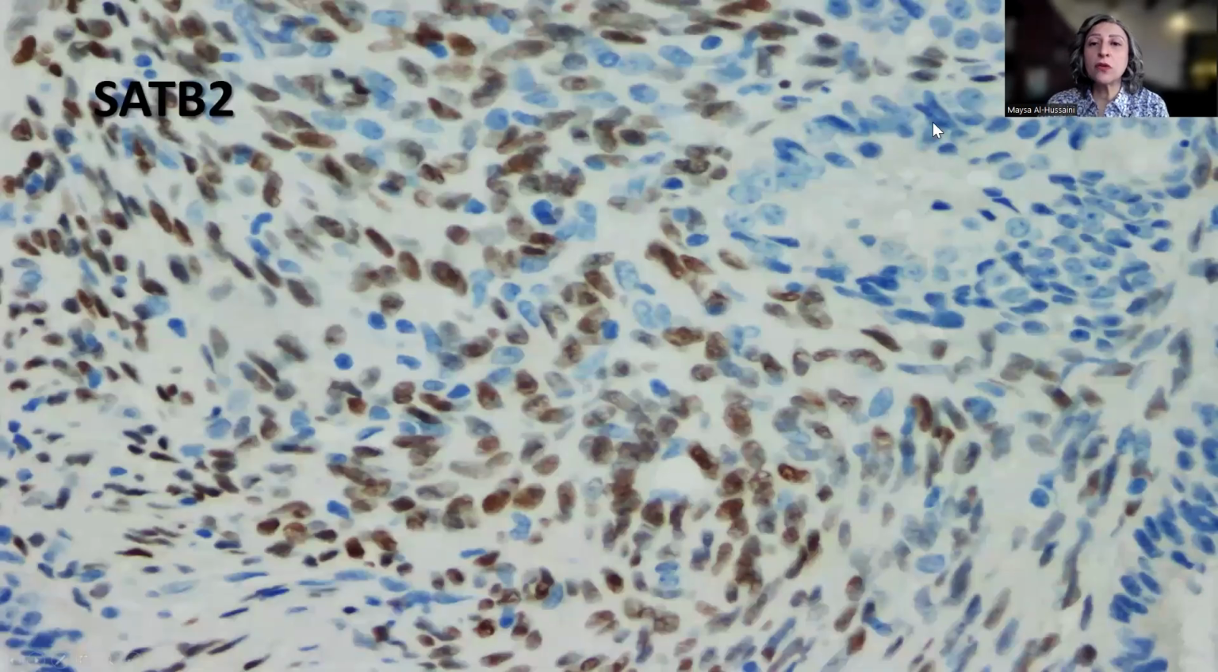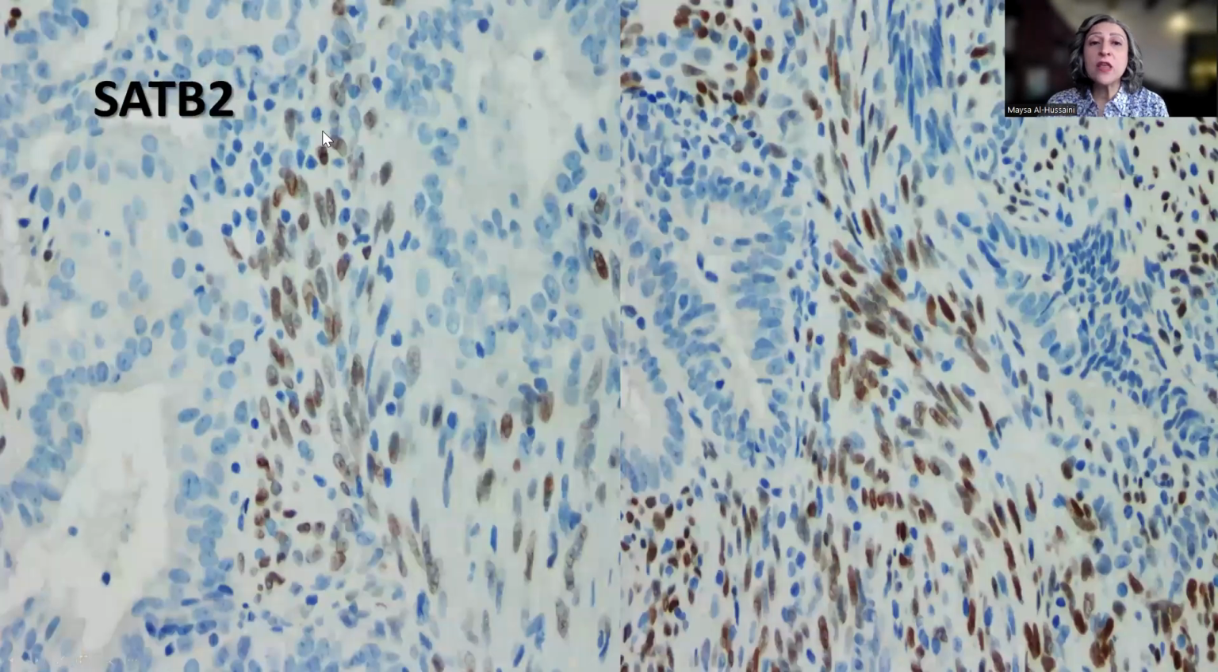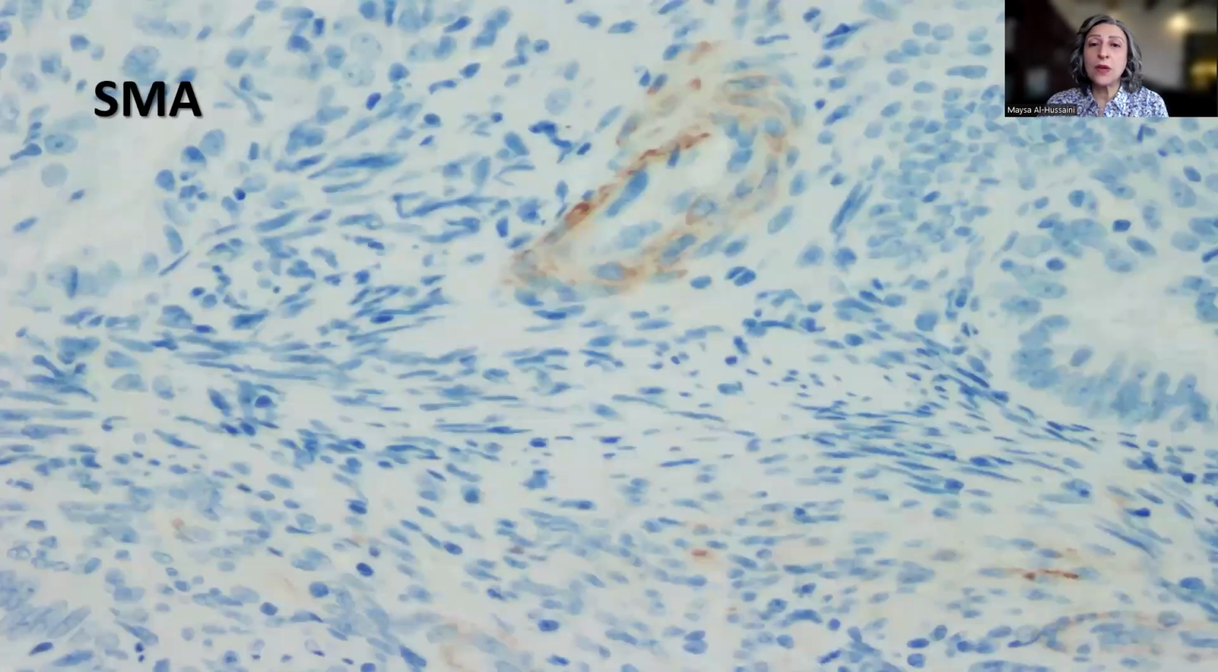This is another focus where we have the glands, and then we have the SATB2 positivity in the stroma, and a third and a fourth focus, just to give you a sense of the positivity of SATB2 in the stroma of the lesion, in contrast to the stroma of the normal endometrium, which would be the background if we have hyperplasia.